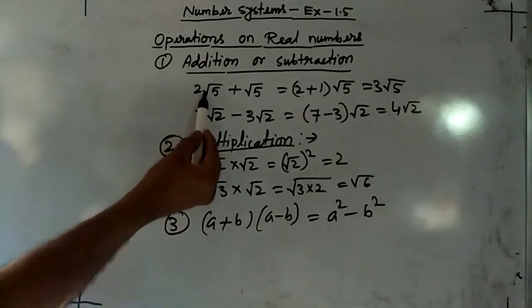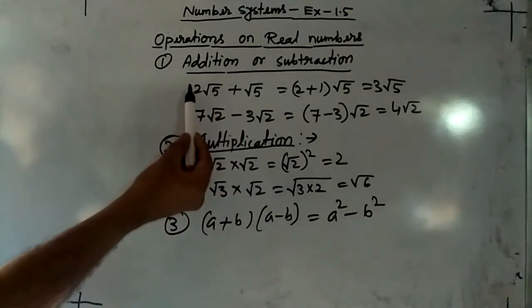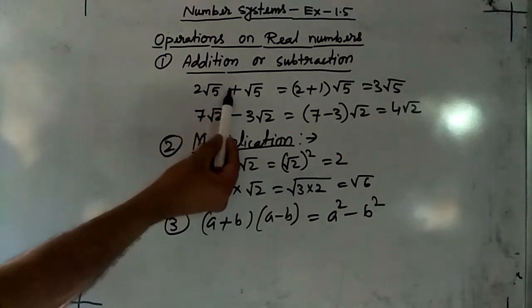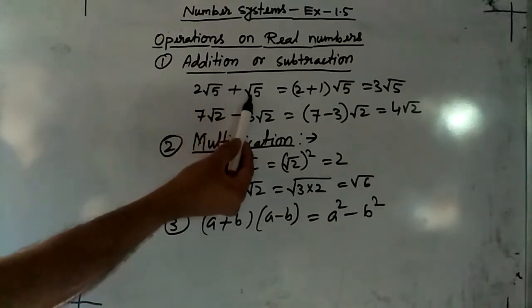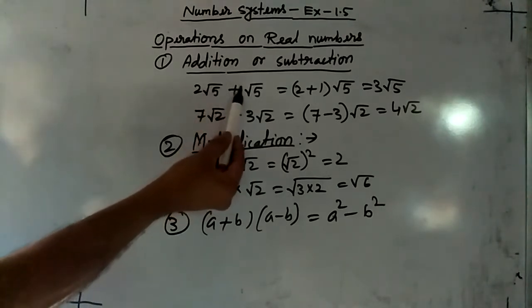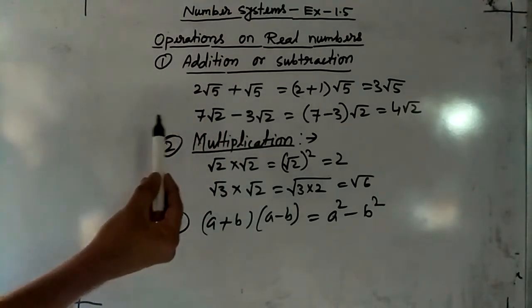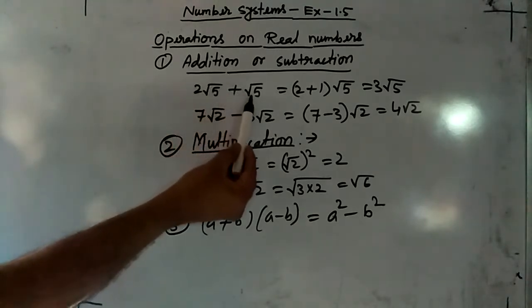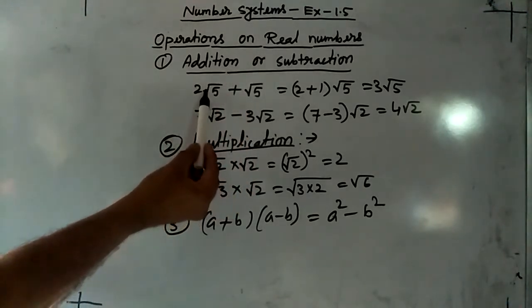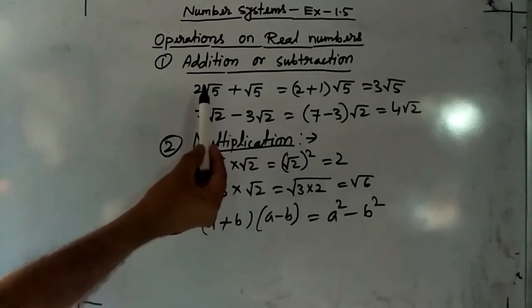So here two irrational number I have taken, 2 root 5 plus root 5. Both are same type of irrational number. If these two are different irrational number, then we can't add. But if both are same type of irrational number, then we can add also and we can subtract also.